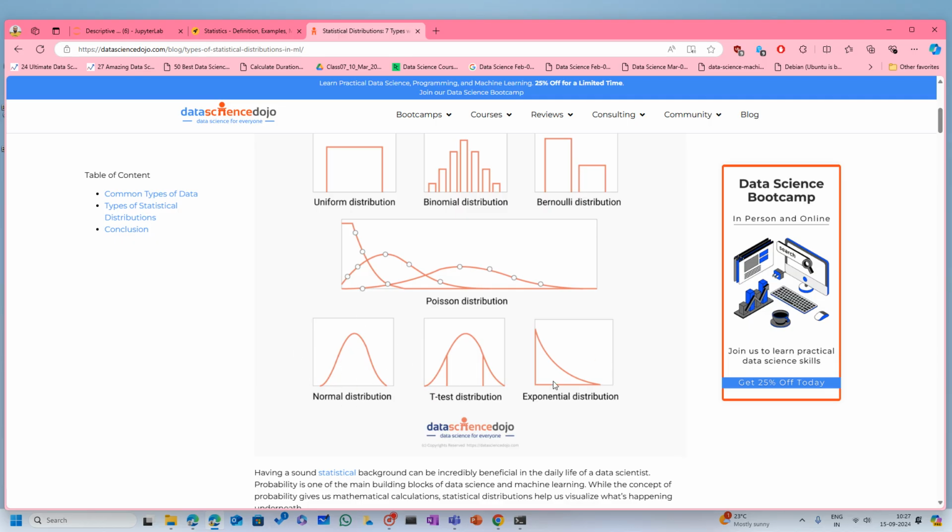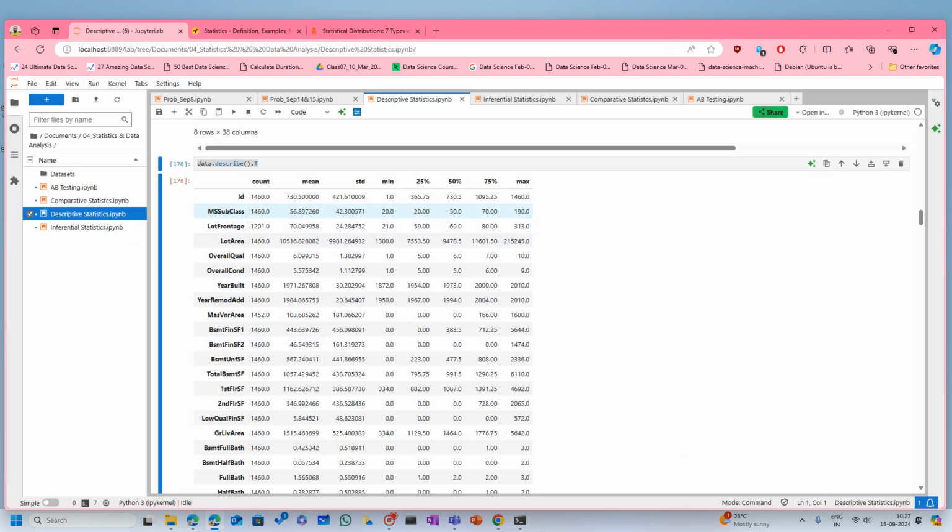We don't want this, we don't want this, we don't want Poisson also. What we want is normal distribution. Only if the distribution is normal can we apply certain algorithms easily. Again, certain other tree based algorithms don't need this, but for certain algorithms we need the distribution to be normal. That's why we need to understand each and every value of this.